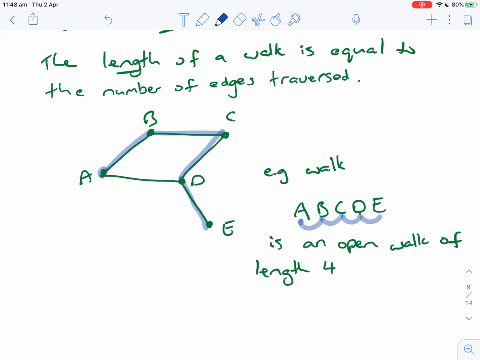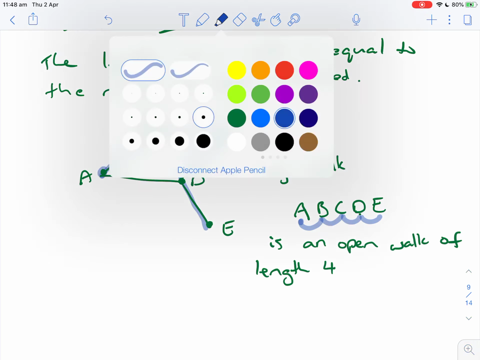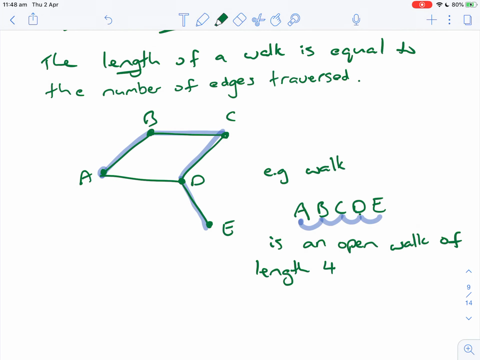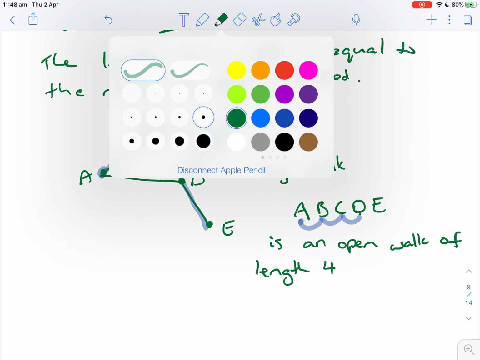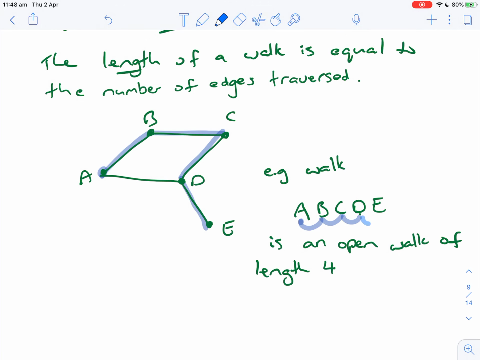Mostly when we have a walk, we probably would have repeated something. So if I change colours here, I might have gone from, let's say, A to B, back to A, then to D, then to C, then to B, then to A, then to D, then to E, whatever. And I can repeat and do anything I like. But to count them, just keep an eye on that movement between the letters and you'll get there. Okay, just move that back for your notes later.